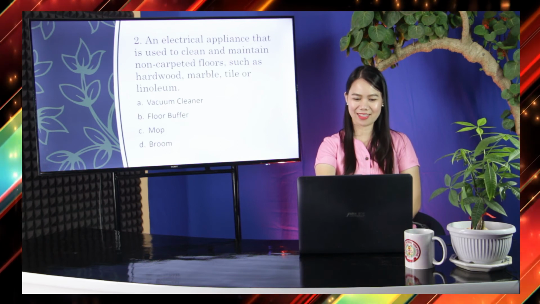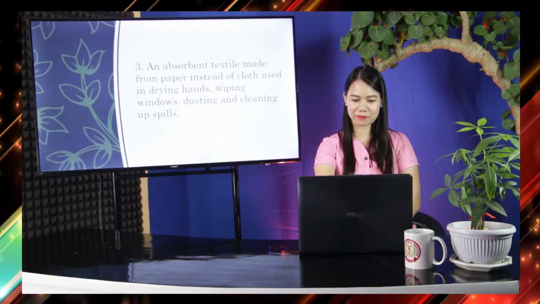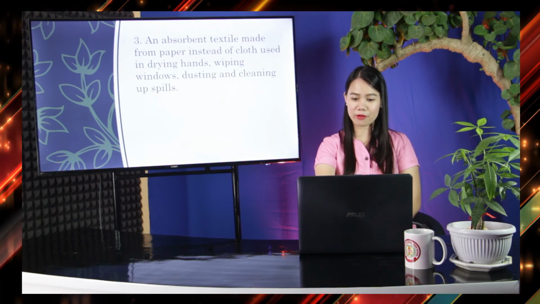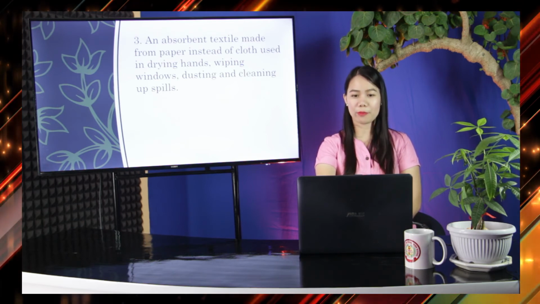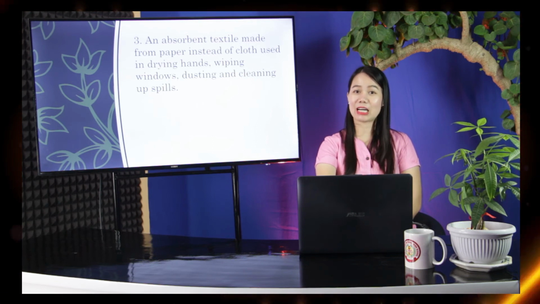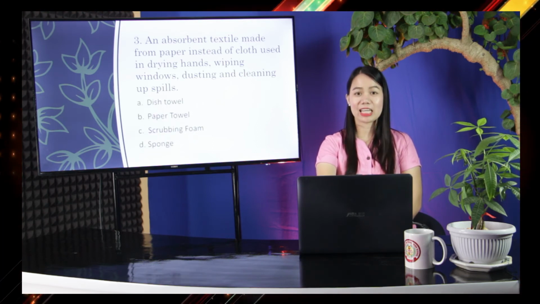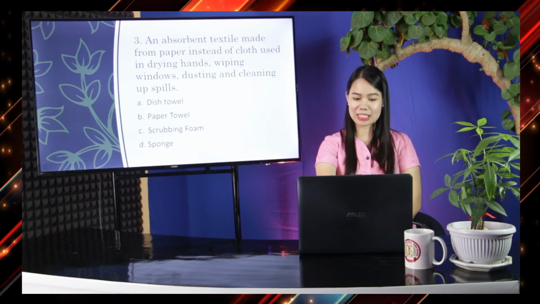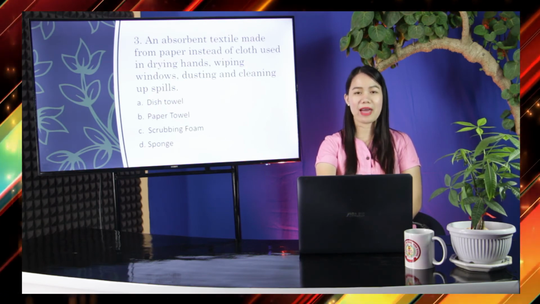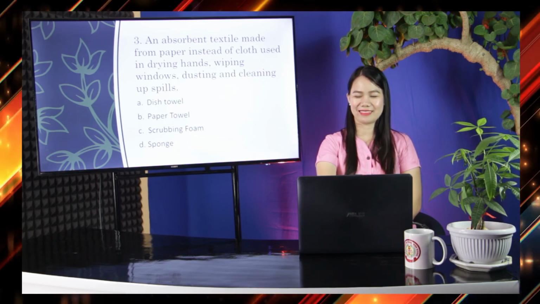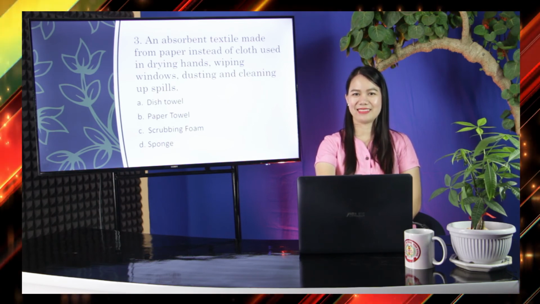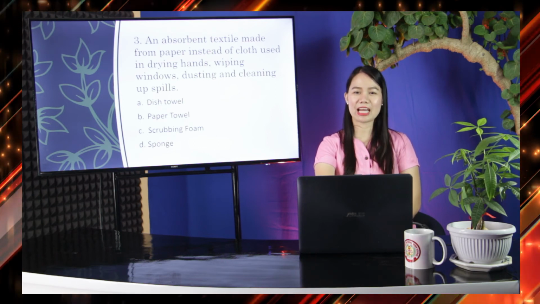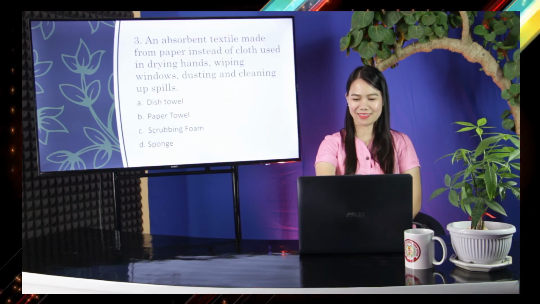Floor buffer. Number 3. An absorbent textile made from paper instead of cloth, used in drying hands, wiping windows, dusting, and cleaning up spills. A. Dish towel. B. Paper towel. C. Scrubbing foam. D. Sponge. The correct answer is letter B, paper towel.